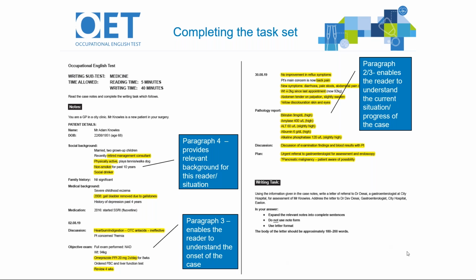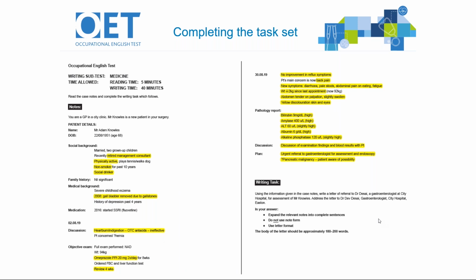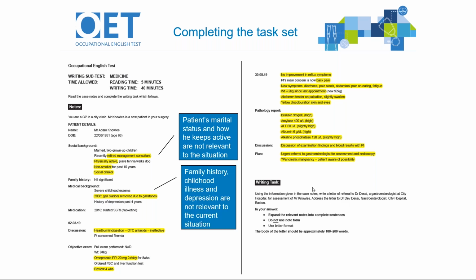The other thing to do with the case notes, obviously once you've selected the information, and in this case we're checking that the information that is needed has been included in the sample answer, is then to make sure that nothing has been left out by accident. So keeping those highlights on the page, let's look at what is left, what hasn't been highlighted. So we can see that some details from the patient's social background, for example, their marital status and how they keep active, have been omitted. We can also see that their family history, their childhood illness and their current depression have been omitted because these are not relevant to the current situation.